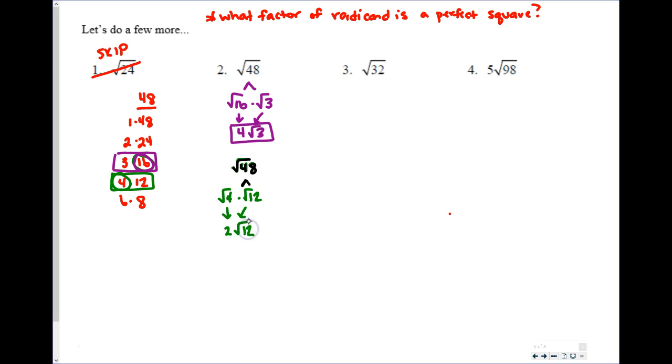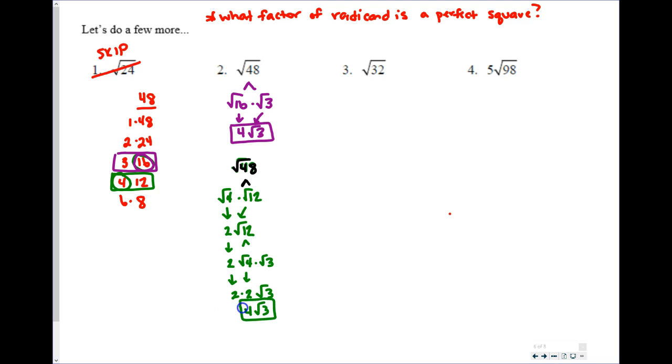Now the problem is when I look at the number 12 also has a 4 in it. So I can take that 12, bring the 2 down again, and now I can break 12 into the square root of 4 times the square root of 3. Keep bringing down the 2. The square root of 4 turns into a 2 again, and when I multiply the 2 coefficients in front, I still get 4 square root of 3.